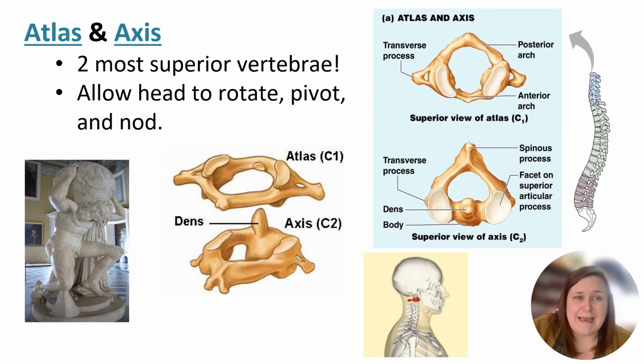So let's talk about the atlas and the axis. These are going to be the 2 most superior vertebrae. They're going to allow the head to pivot and to nod. So we have our atlas and then we have our axis, and they really just sit right down into each other just like that right there.